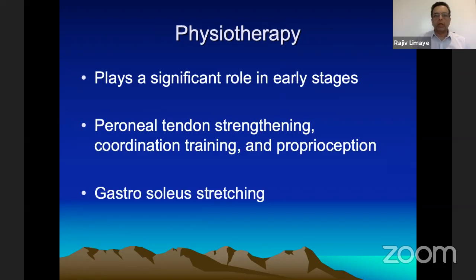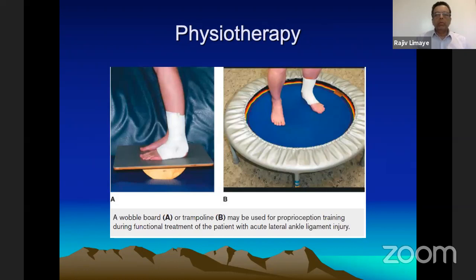Usually we take the patients out of the boot at nighttime, especially when they're not weight bearing. It is allowed to walk without the boot. Wobble board training comes later in the weeks, and this is an important test that is done for proprioception. Patients go on the wobble board to see if they're able to manage their lateral ligament injury, and this is for functional rehabilitation of these patients.